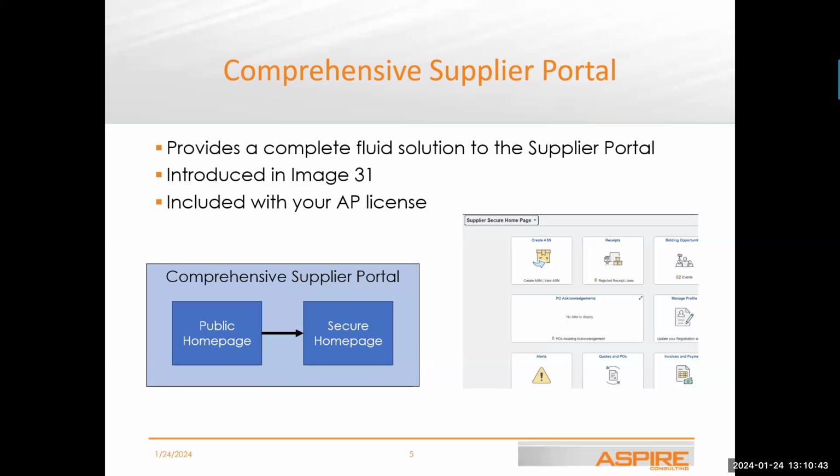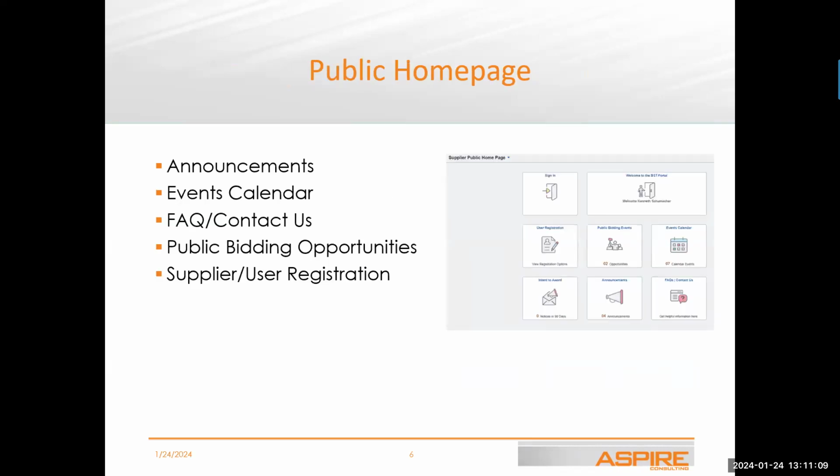This Comprehensive Supplier Portal is two pieces. So you have what's called the public homepage and you have what's called the secure homepage. There's a screenshot there on the right of what the secure homepage is. And we're going to look at these when we get into the demo, what those look like. But your public homepage is that outward facing external where your suppliers can come and get a login screen basically and get some additional public information before they log into the secure homepage, which gives them the ability to actually work on the transactions.